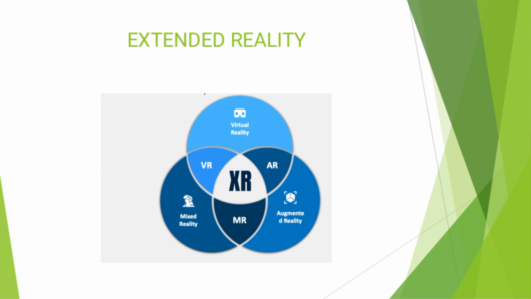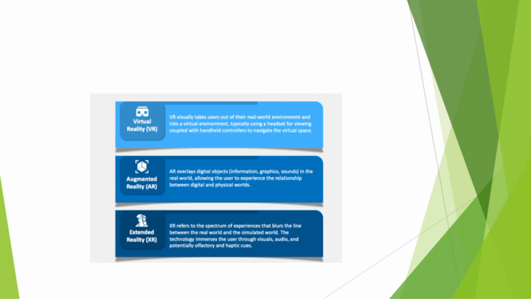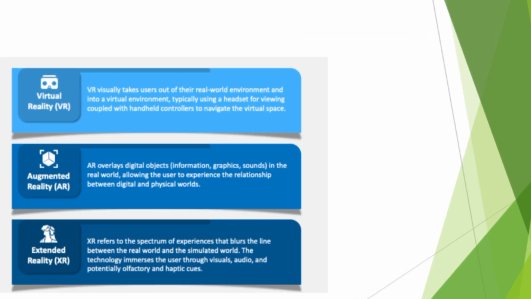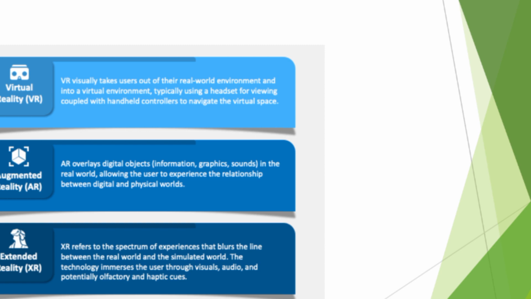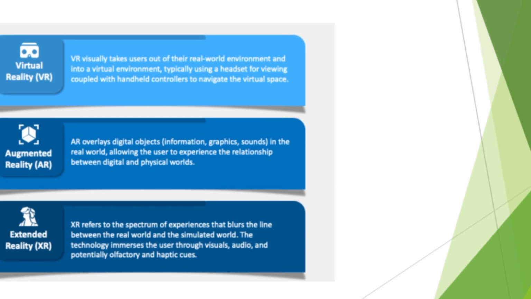Then we move on to extended reality. As we already told, extended reality is the combination, or superset, of virtual reality, augmented reality, and mixed reality. Then we compare extended reality with virtual reality and augmented reality. VR usually takes users out of their real world environment and into a virtual environment, typically using a headset for viewing, coupled with handheld controllers to navigate the virtual space.